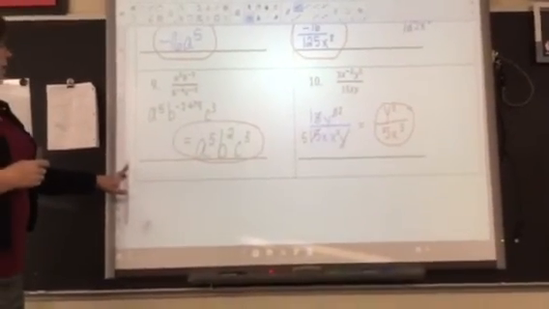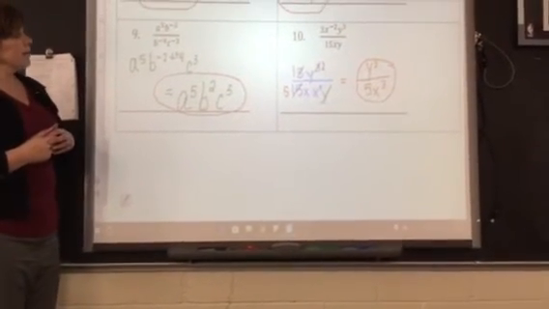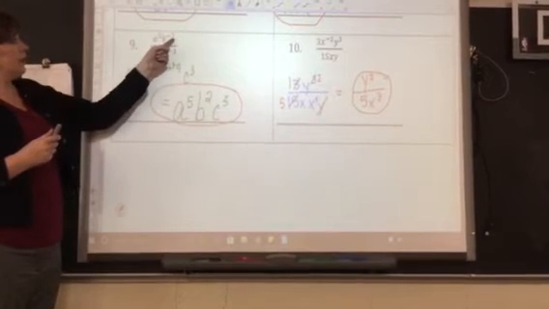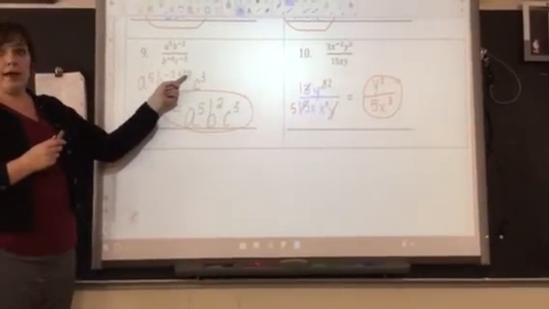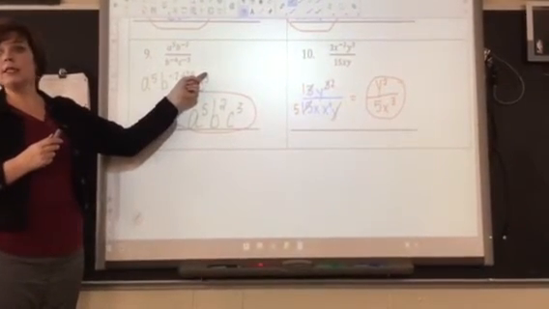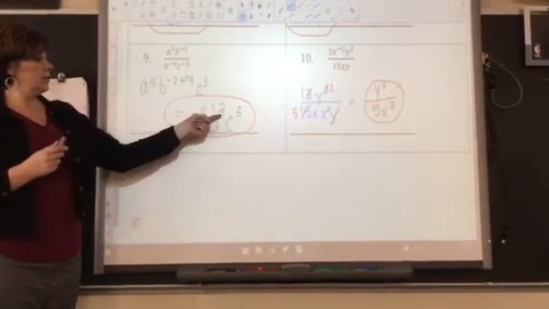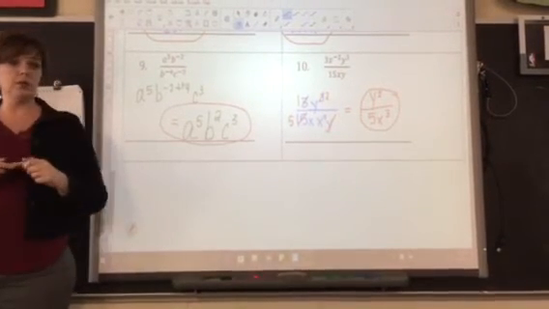Okay, number 9. So I'm just going to use the rule. A to the 5th, b to the negative 2 minus the negative 4 is negative 2 plus 4, right? C to the negative 3, I'm going to move it upstairs and make it c to the positive 3. So negative 2 plus 4 is 2. So you should end up with a to the 5th b squared c cubed.